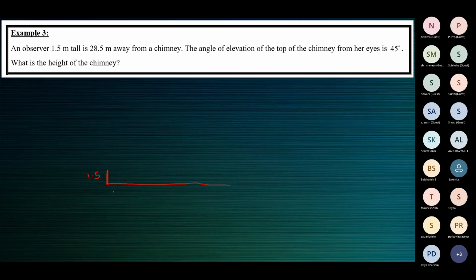An observer 1.5 meters. See, this is the level ground. The observer is standing on the ground. I hope the observer is not on top of a building. Let me read fully. No. Okay. So on the level ground, the observer is standing on the level ground. This is the level ground. This line segment represents the observer who is 1.5 meters tall.